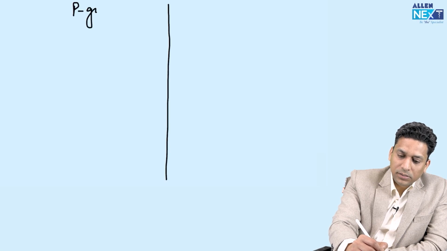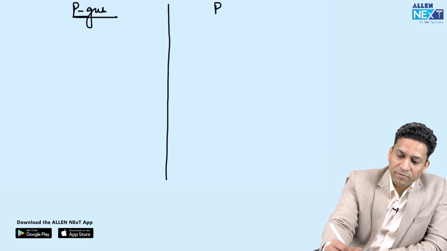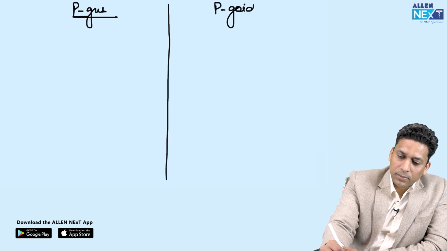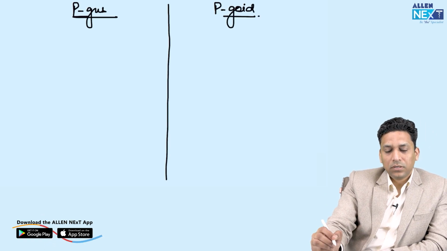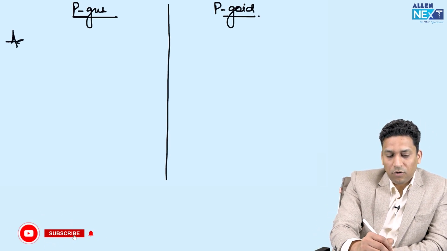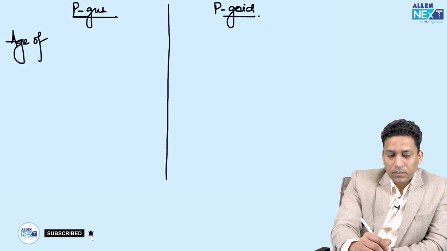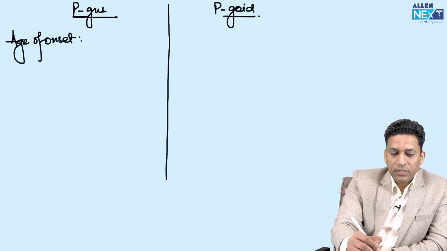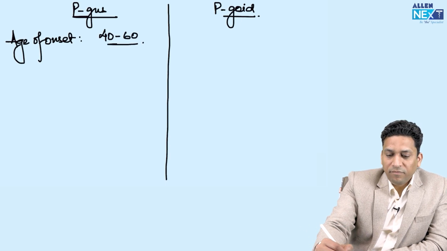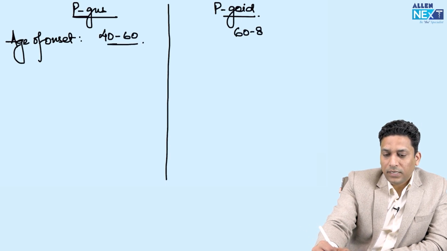...is pemphigus and pemphigoid. To differentiate these two disorders, you can look at the age of onset. The age of onset in pemphigus is 40 to 60 years, while in pemphigoid it is 60 to 80 years.